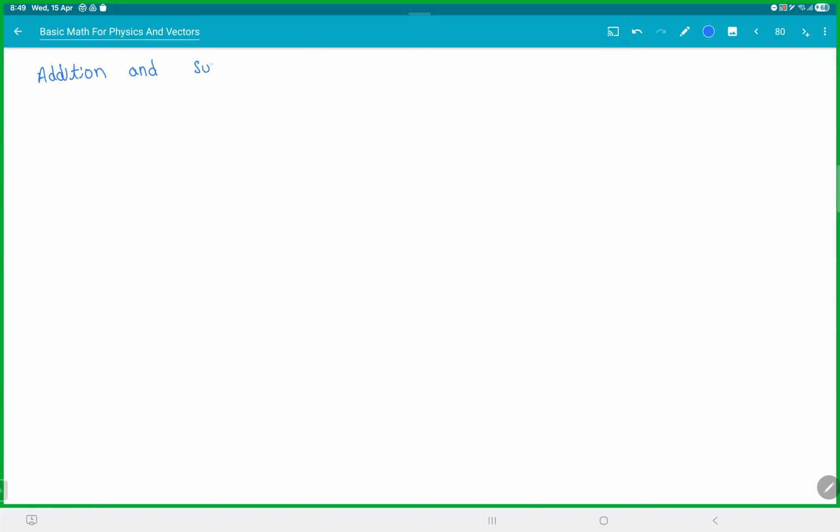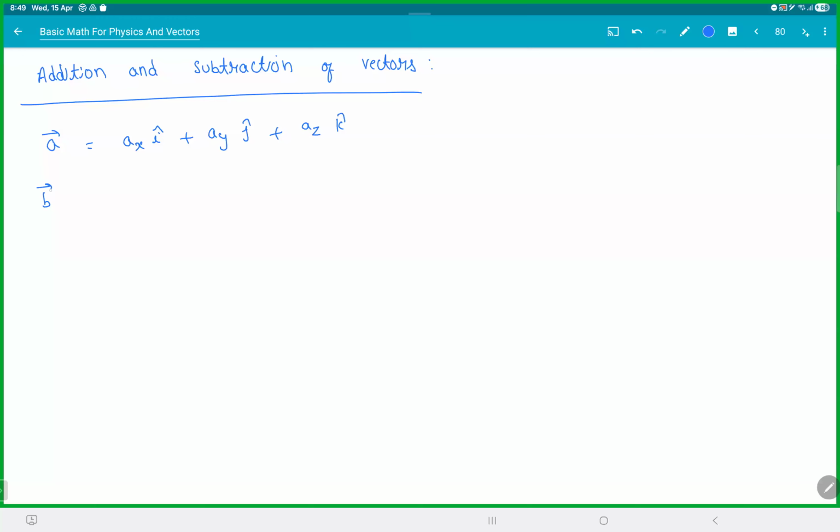Addition and subtraction of vectors. So you have to be careful. You cannot add vectors like the way you add numbers. So if you have a vector A bar, which is AX I cap, AY J cap, AZ K cap, right? You know the meaning of AX. So the component of X, component of Y, and component of Z. So B bar will be BX I cap, BY J cap, and BZ K cap.